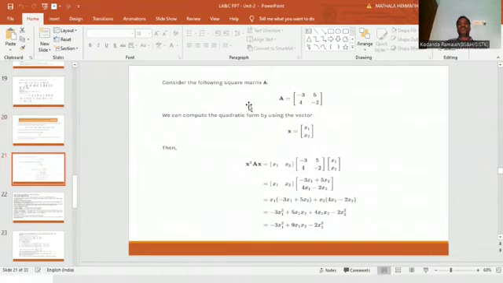Let us discuss one example. A is any square matrix, that is, minus 3, 5, 4, minus 2. We can compute the quadratic form by using the vector x equals x1 and x2. X transpose A x equals x1, x2 times minus 3, 5, 4, minus 2, times x1, x2. Simplifying these three matrices, we get minus 3 x1 square plus 9 x1 x2 minus x2 square.